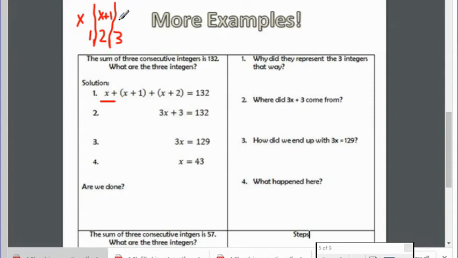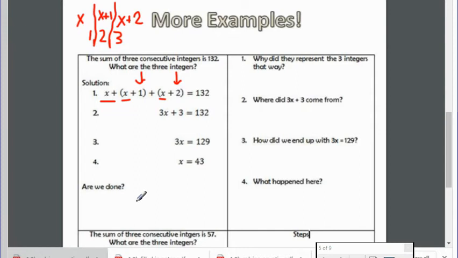To get to the third number, I'd have to take the first number and add how many? 2. So that is why they have this right here. X plus 1 plus X plus 2. They're adding all 3 of those up, and it equals the 132. So then they combine like terms. There's X, X, and another X, which turns into 3 X's, and 1 plus 2 turns into 3. They move the 3 over and divide by 3. So what they ended up with was that x was 43. Are we done? Why?